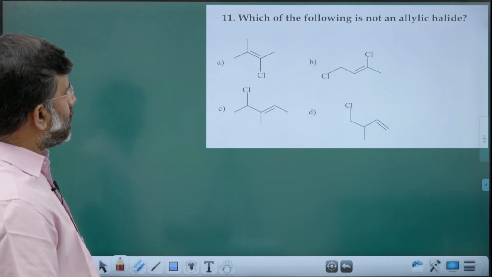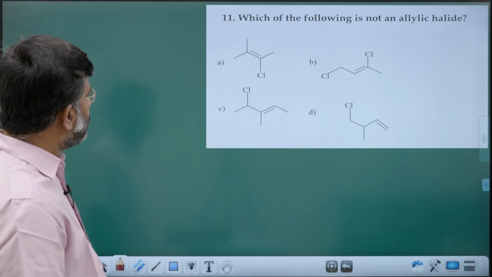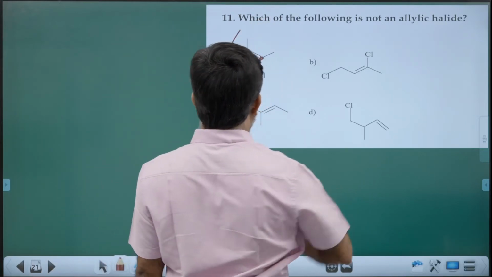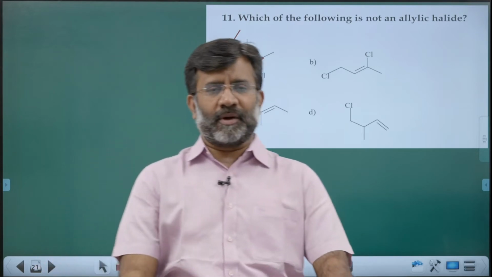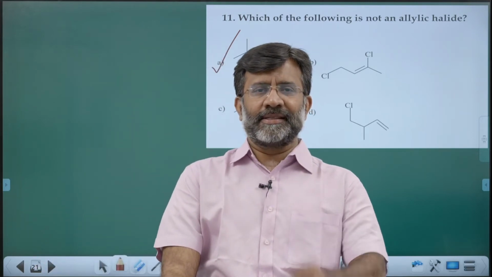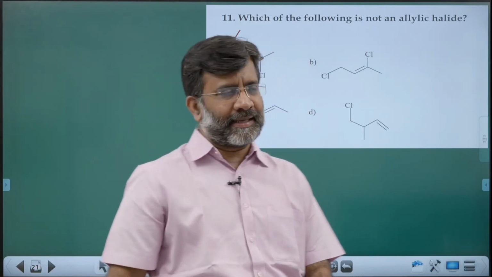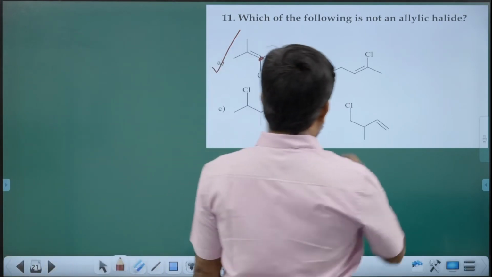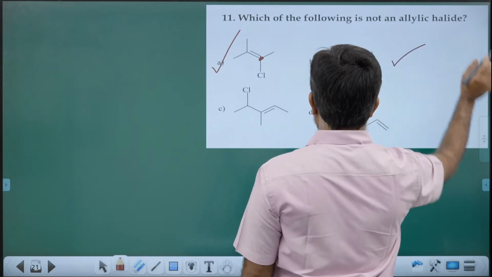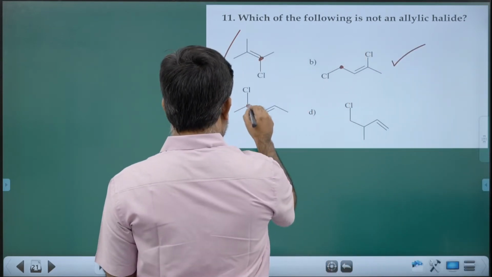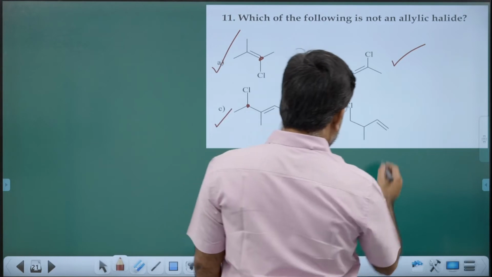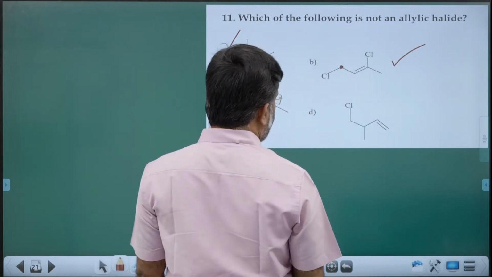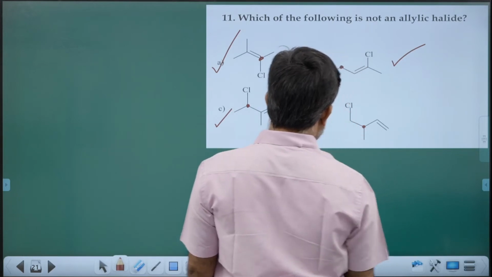Which is not allylic? The first one is not allylic as it is connected to an sp2 carbon. The first one is vinylic in nature, secondary vinylic. See, this is an allyl carbon, this is allyl. This one is not allylic. This is an allylic carbon, this is an allylic carbon.